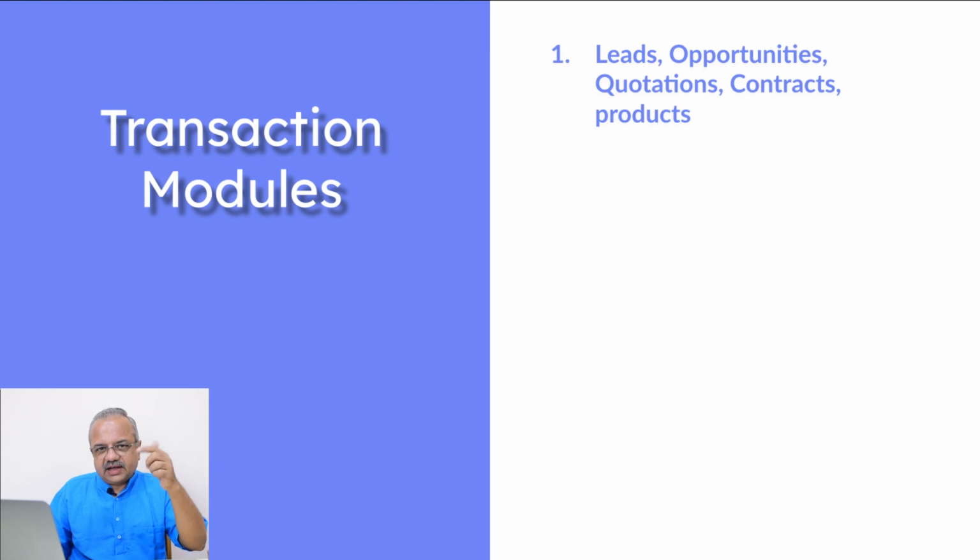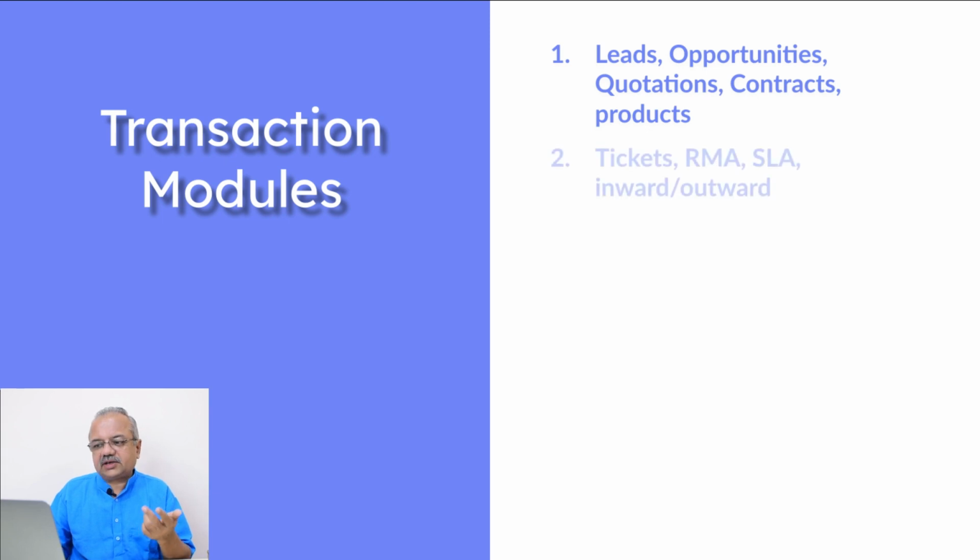When you get a lead, it has two ends. Either the lead is dead or you convert it into an opportunity. You create an opportunity, it can have two outcomes. Either you will lose the opportunity or you will get an order. You won it. Same thing with quotations, contracts, and everything.